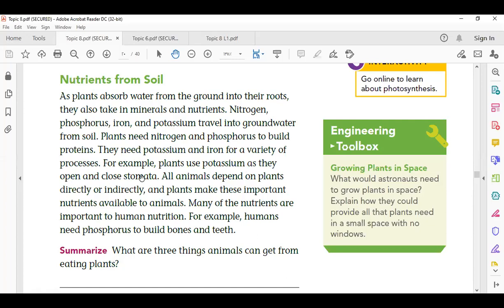Like you, plants need nutrients. You need nutrients to build your bones, your skin, your teeth, and so on, and you get these nutrients from food. In general, plants get these nutrients from the soil.